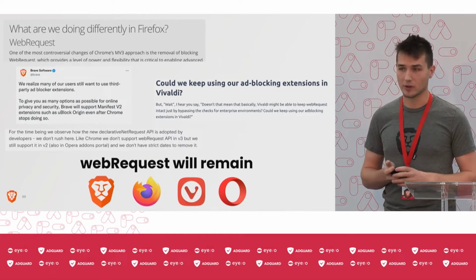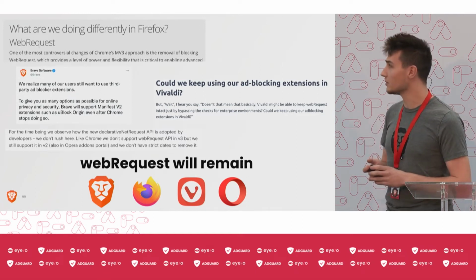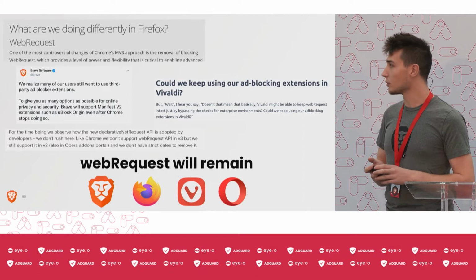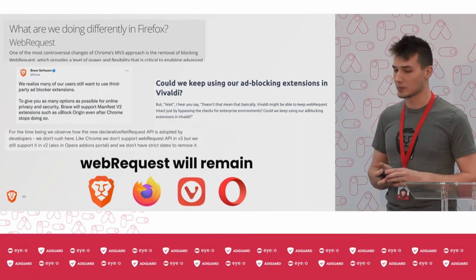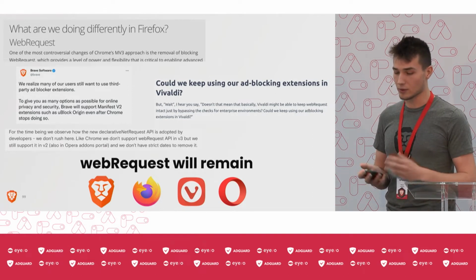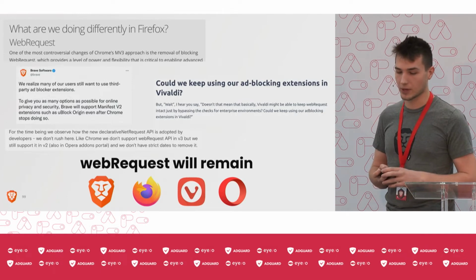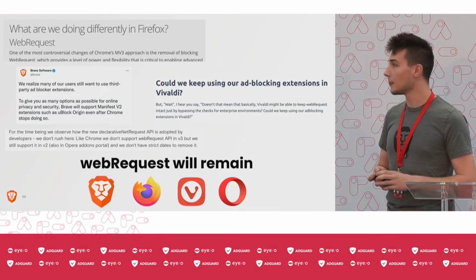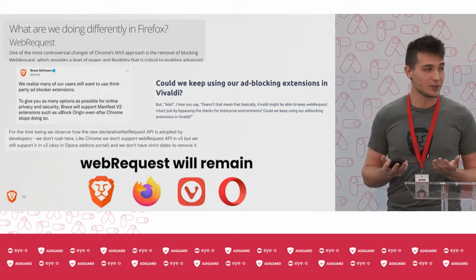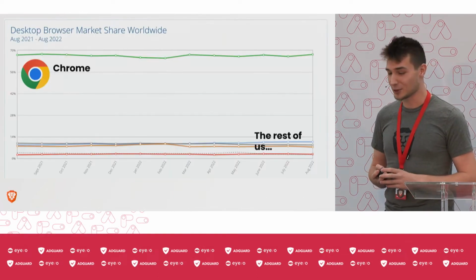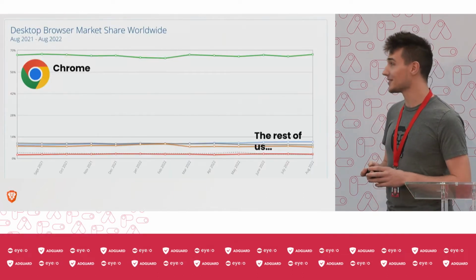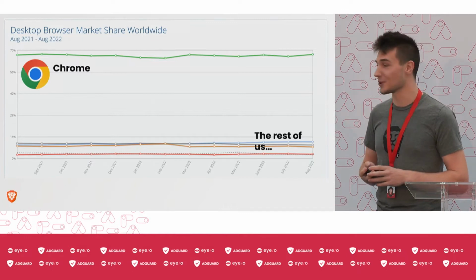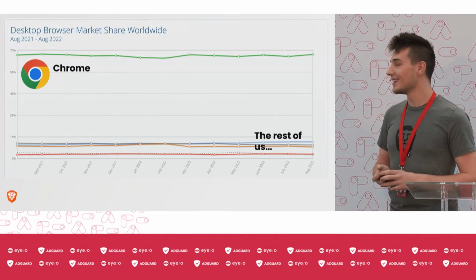Firefox, Vivaldi, and Opera have all committed, to at least some extent, to trying to support these older extensions, whether that means keeping Manifest v2 or just webRequest, so that there are still more options available there. There's still definitely a concern about market share, right? I'm sure a lot of you are familiar with a graph like this. Chrome has a very large market share compared to everyone else.